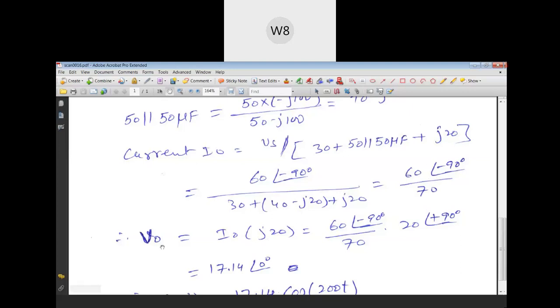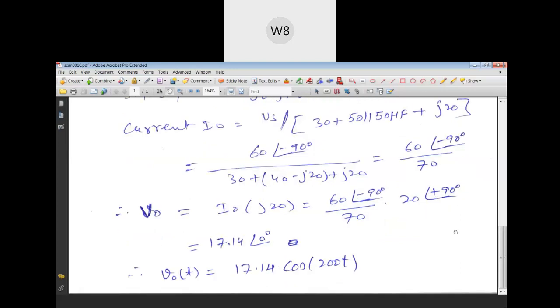So the phasor voltage across the inductor is going to be this phasor current multiplied by the reactance, which is J20. So 60 by 70 with minus 90 degree multiplied by 20 with plus 90 degree. So these two phases can be added, which will become 0. And then these numbers can be simplified, which will be 17.14 with 0 degree phase.